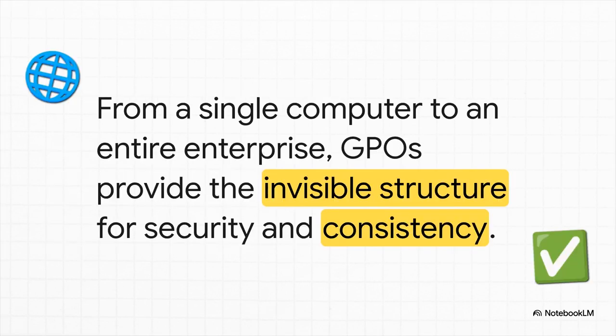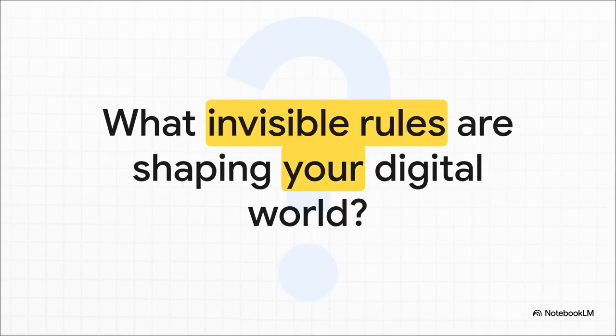So there you have it. We started with a pretty simple problem, right? How to manage a bunch of computers. And we ended up with this powerful hierarchical system of GPOs that lets admins manage thousands of them. It's really like the invisible scaffolding that holds the whole thing together, making sure everything is secure, consistent, and orderly across the entire company. So, the next time you log into a computer, maybe at work or at school, just take a second to remember that there's this incredibly complex web of policies running behind the scenes, literally shaping your entire digital experience. And that kind of leaves us with one final thought, doesn't it? What other invisible rules are out there, shaping your digital world?